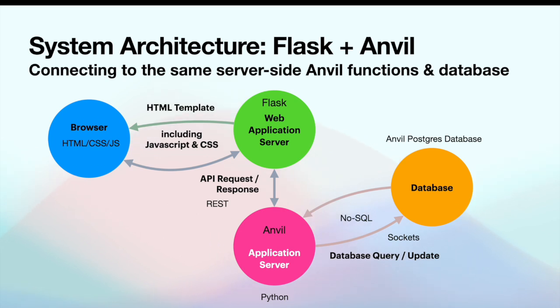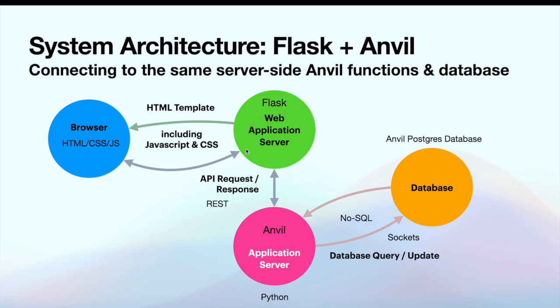Now, the browser sends an HTML template request to the Flask web server, I see. That's right. Flask is handling our front-end serving. The Flask web server then serves this HTML template back to the browser. So Flask is delivering the initial page. Exactly. It's like the initial welcome mat. A very friendly welcome mat. Once the page loads, something super important happens. Oh? What's that? The browser makes API requests and responses, using REST. I see it on the diagram.